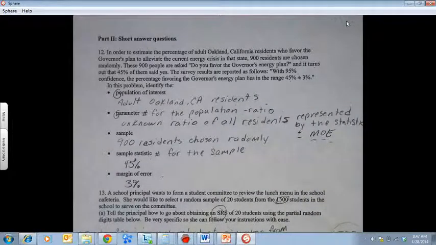Okay. The parameter is the number for the population. Remember, the P for parameter and the P for population go together. So that's how you can remember the parameter number is the number for the population. And in this case, it's the unknown ratio of all residents represented by the statistic plus or minus the margin of error, or MOE. The sample in this question are the people that they actually asked, which is 900 people right here.